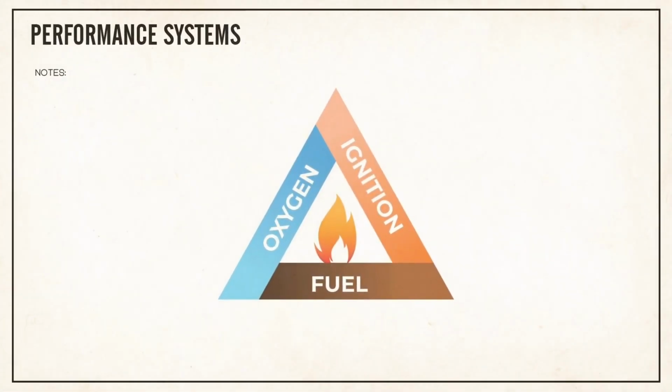You may remember this diagram from grade school, known as the fire triangle. It represents the three elements needed for combustion to occur. These elements relate nicely to the three performance systems. The intake and exhaust system provides oxygen to the combustion chamber and removes burnt gases. The fuel system provides the source of fuel for combustion, and the ignition system initiates the reaction.